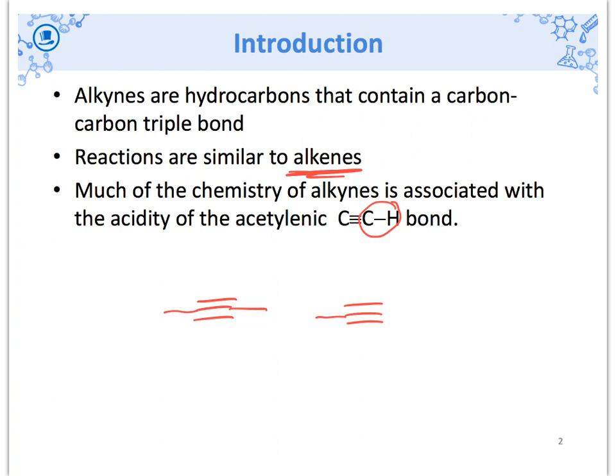This first one is an internal alkyne because the alkyne has two carbons on either side. And this one is a terminal alkyne because this alkyne actually has an H on the end. Each of them have different numbers of carbons. 1, 2, 3, 4. 1, 2, 3. So how you draw alkynes is really important.